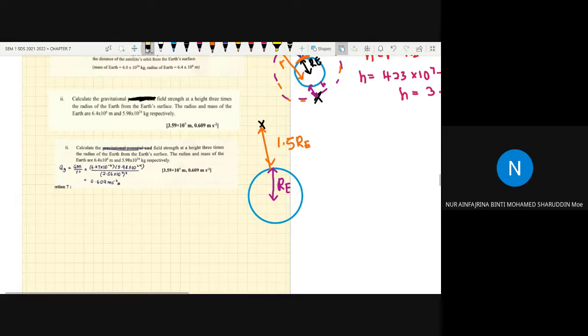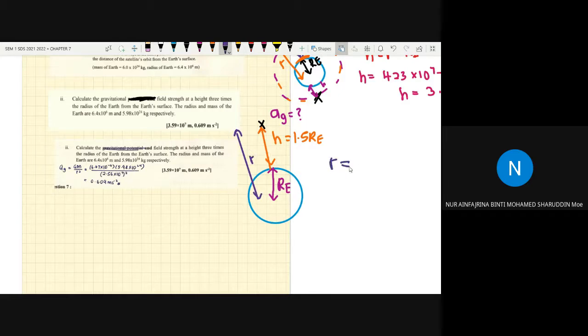Maksudnya height awak ni means your height is 1.5 daripada radius of Earth awak. So dia minta kita cari dekat sini AG awak berapa. Okay. Macam mana kita nak buat? Senang sahaja. Kita tahu daripada center of the earth to that point adalah R.